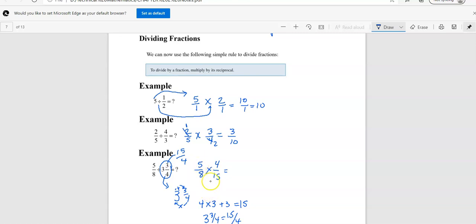Does 5 have anything in common with 8 or 15? Yes. I can divide 5 by 5, and I can divide 15 by 5, and I would get 3. Does 4 have anything in common with 8 or 3? Yes. I can divide 4 by 4 and get 1. I can divide 8 by 4 and get 2. So on the top, it looks like I've got 1 times 1, 2 times 3, and I would get 6. Okay?